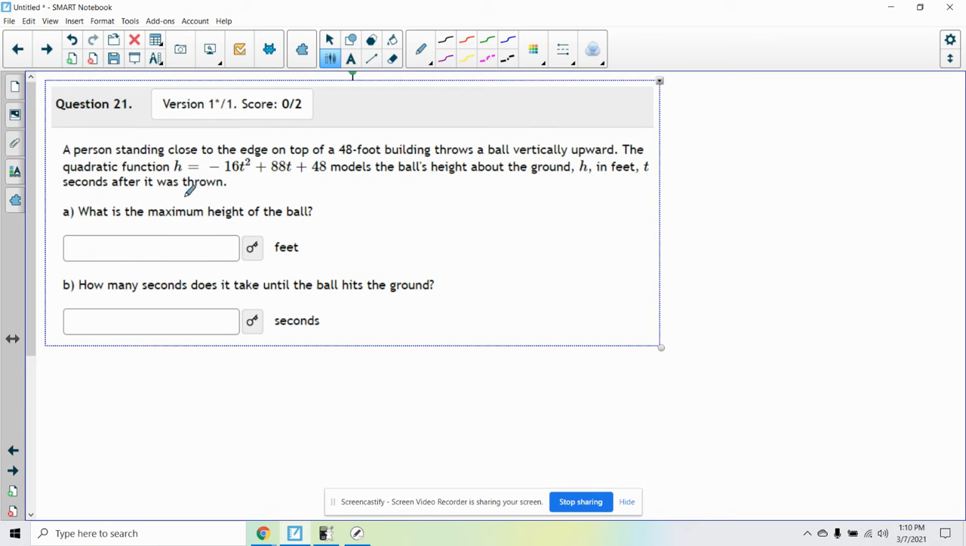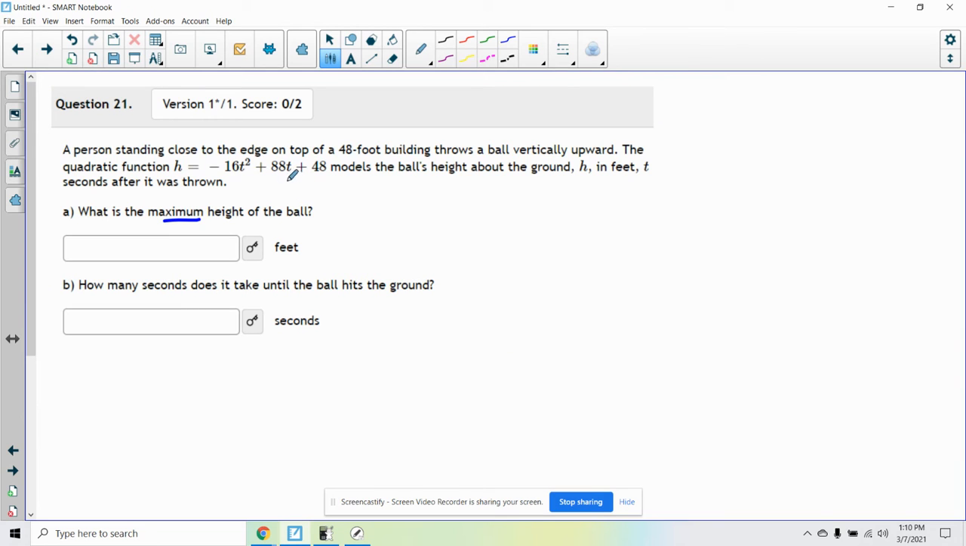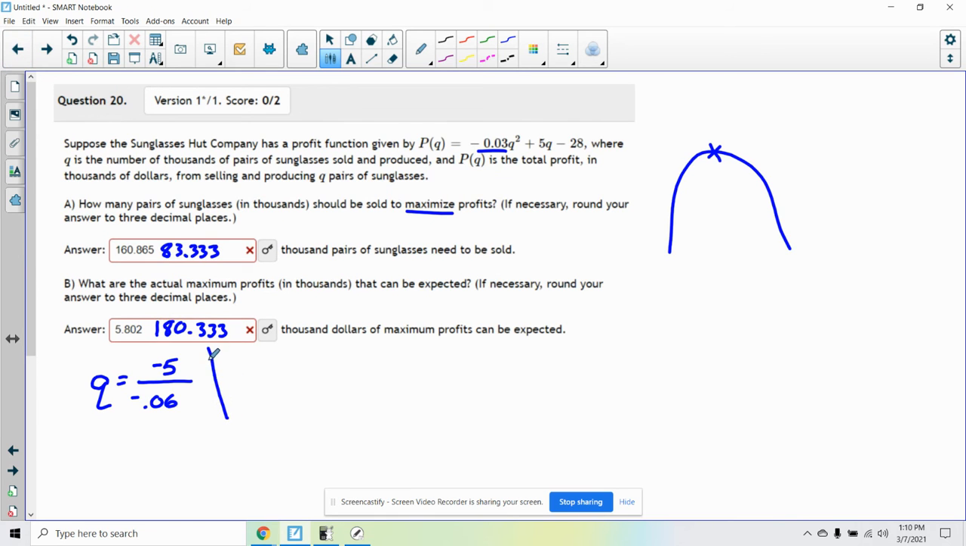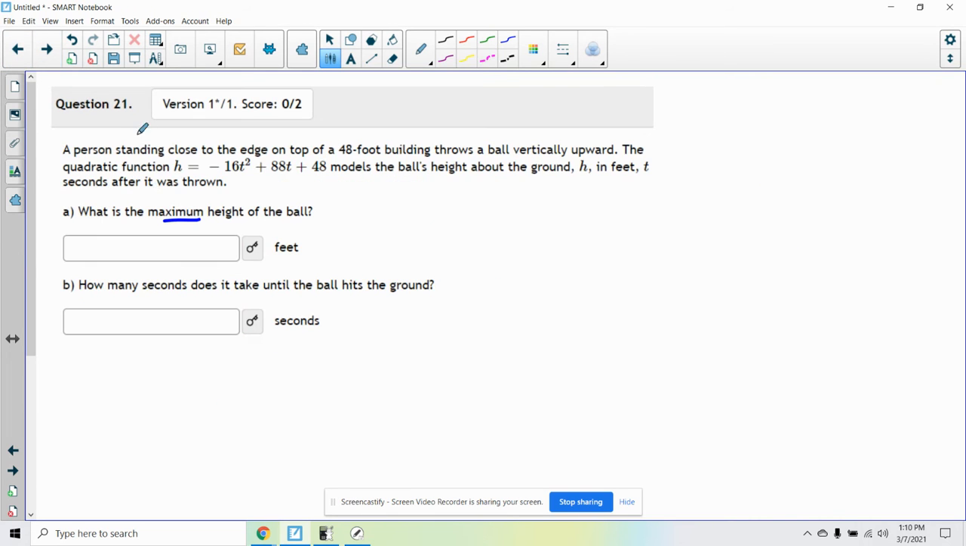The maximum height of the ball, that's just the vertex formula. But the maximum height, you're going to find the t coordinate, and then you have to plug that back in to get what the maximum height is. So basically, you're doing the same thing we did here for numbers 21. Okay. How many seconds does it take till the ball hits the ground? We're going to set this thing equal to 0. I want to know t when h equals 0.